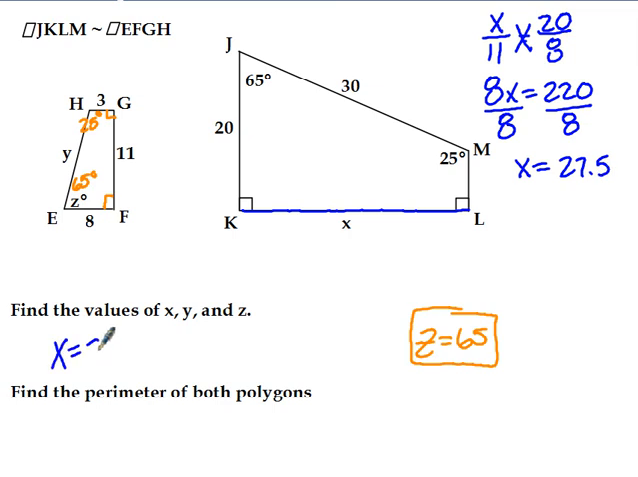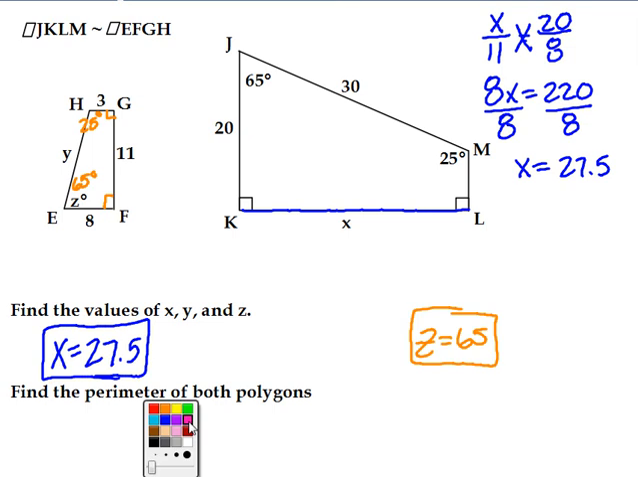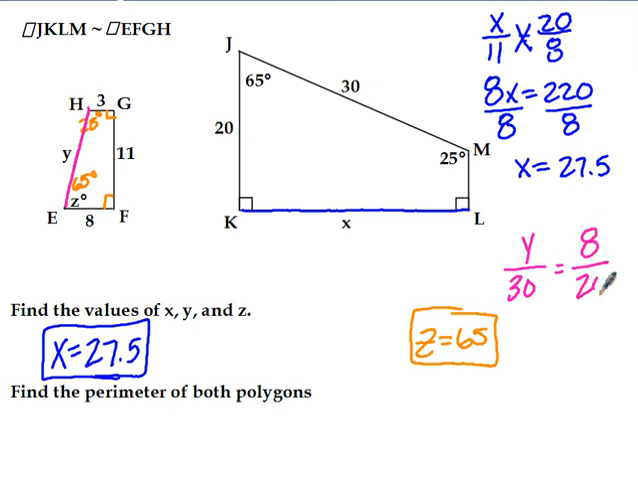And now I'll do the same for y. So y is here. Y goes with 30, so that's my first fraction. And now I'm going to use 8 and 20 again, only now 8 has to be in the numerator, and 20 has to be in the denominator, because 8 goes with the y and 20 goes with the 30. So now again, I'll cross multiply. So 20y equals 240. So when I divide by 20, y is 12.